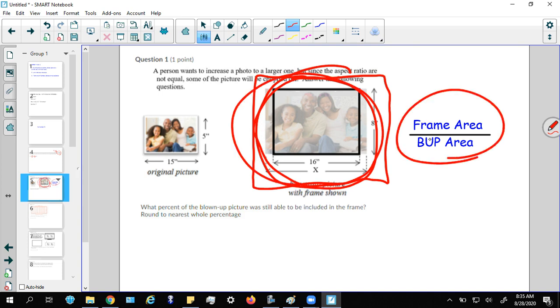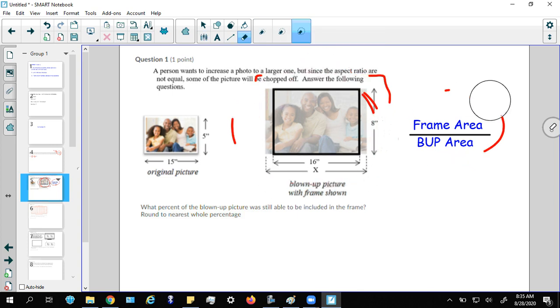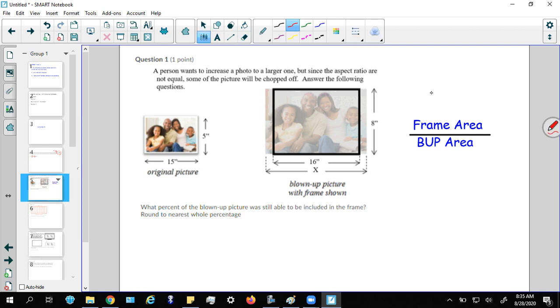It is the frame area divided by the blown up picture area. Now, very simple. The frame area, remember, to find the area of anything, you take width times height. Now, notice what we have here. See this 16? See how it goes out to the width of the frame? And then look at the 8. See how it goes the height of the frame? The area of the frame is super easy because it's just 16 times 8. There's nothing really worth figuring out outside of just looking.